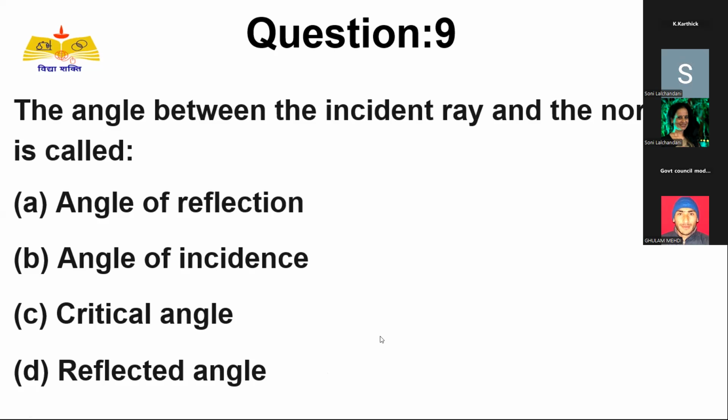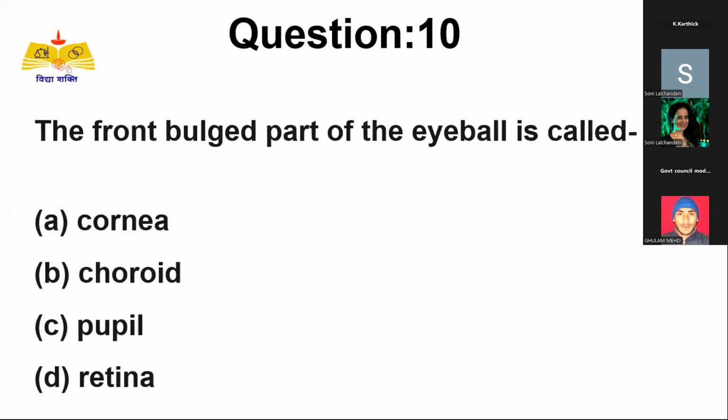So let's proceed to the 10th. The front bulged part of the eyeball is called A. Cornea, B. Choroid, C. Pupil, D. Retina.